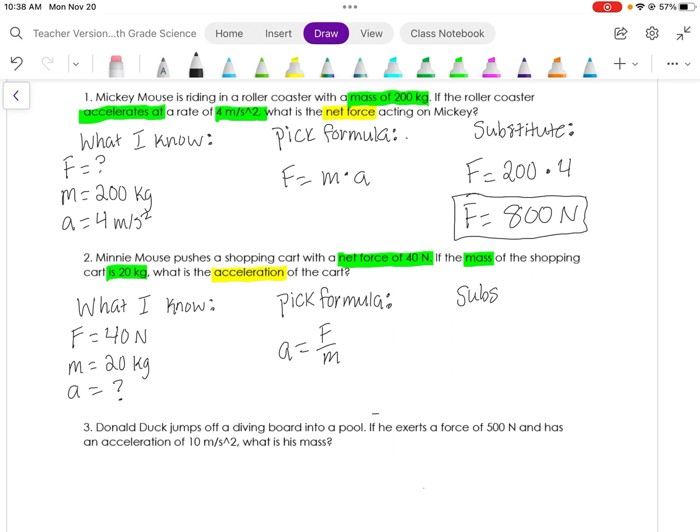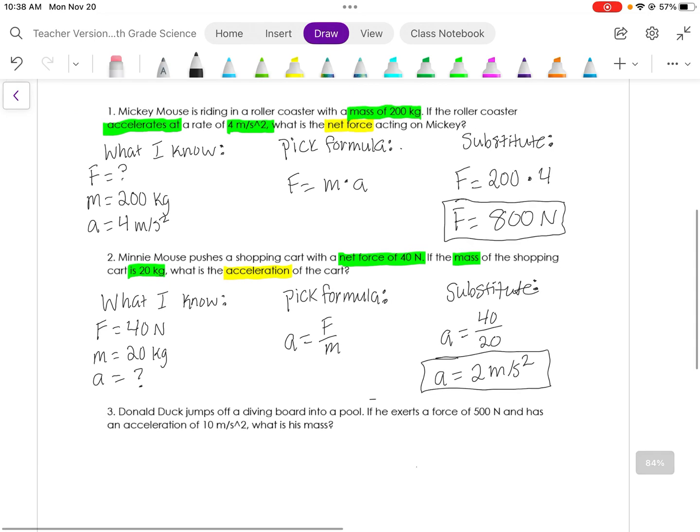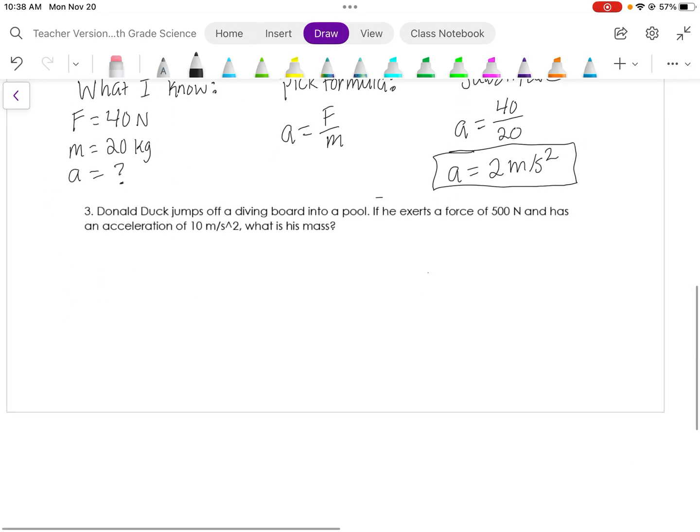So then we substitute. It helps if you can spell it right. There we go. Okay, substitute. A, we don't know. Our force is 40 newtons divided by 20. So our acceleration is 2 meters per second squared. That would be our correct answer. All right, and then our final question is Mr.